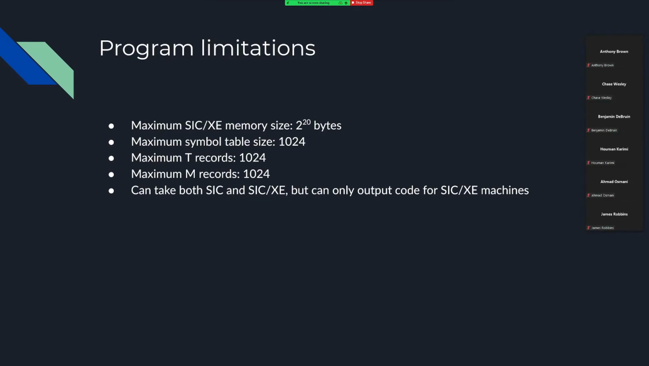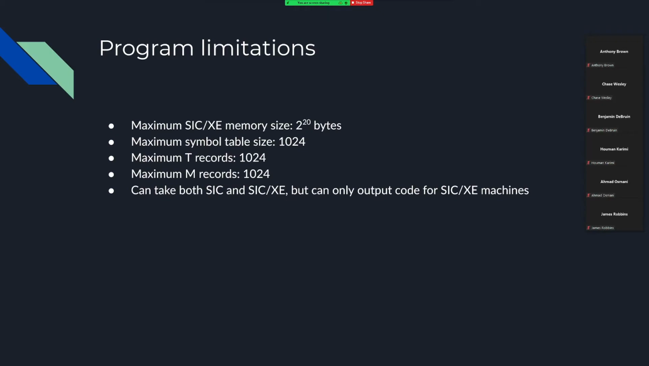All right, so with the program limitations, we have the maximum SIC XE memory size being 2 to the 20 bytes, the maximum symbol table size, 10 to the 24. Same with the T records and M records. And this is mainly due to the data structure limitation being arrays. We mostly came to the general consensus that linked lists would be way far out of the scope for this project that we're doing, especially since the source code that I provided was using arrays to begin with.